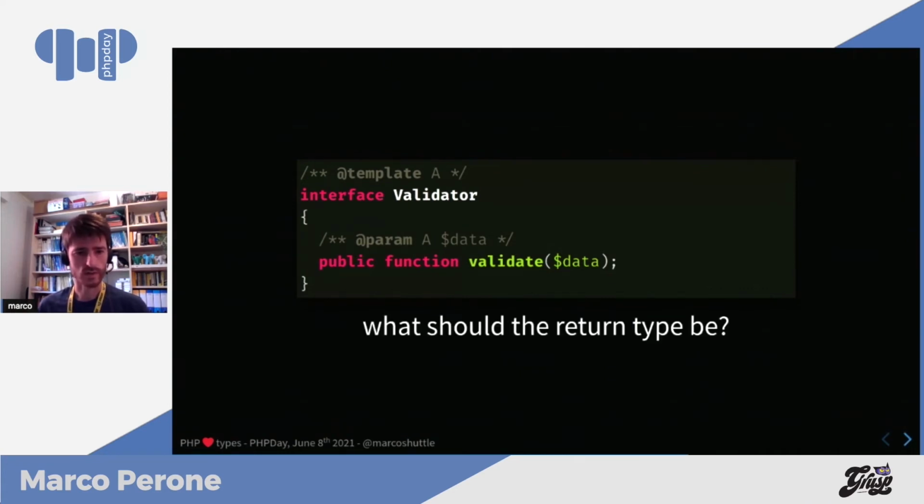But the question now is, what should the return type be? Because we know that we have these two cases. How can we model that?